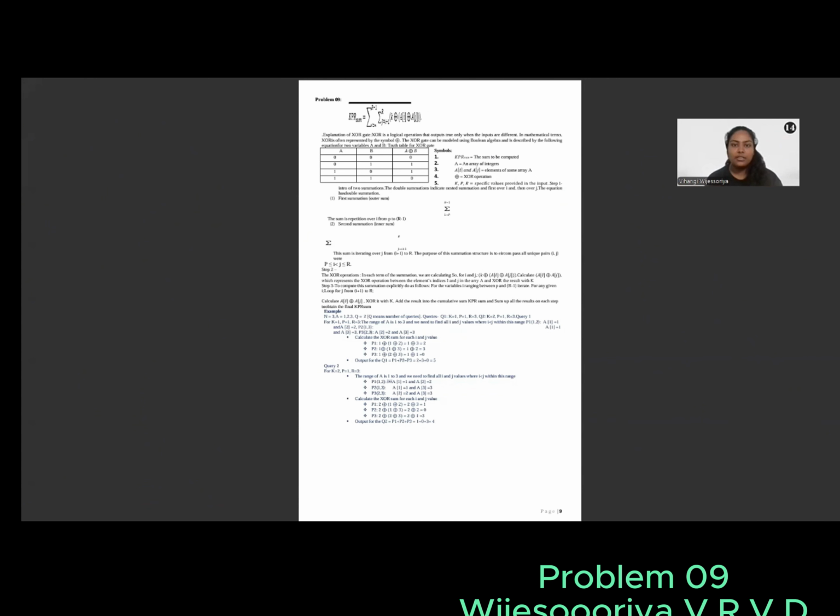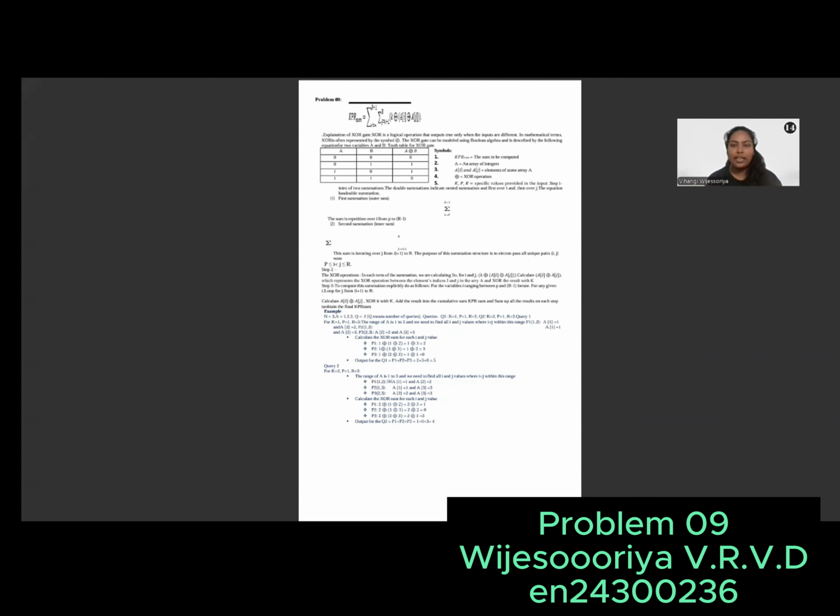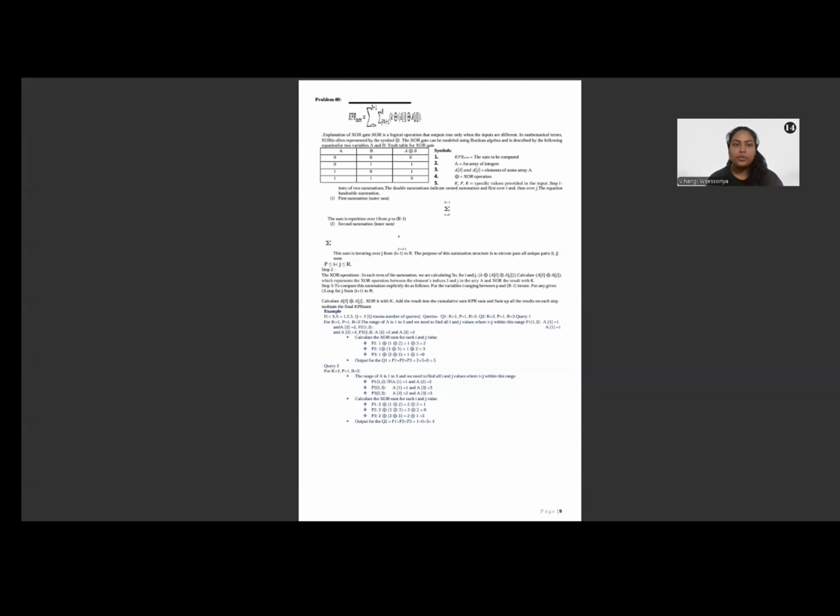The double summation structure iterates over all the pairs i and j. The outer summation loops over i from p to r minus 1, and the inner summation loops over j from i plus 1 to r. For each pair i and j, we calculate the XOR of the elements at index i and j in array A, represented as the XOR of Ai and Aj. Then the result is XORed with the value of k. The output of each calculation is added to a cumulated total called the KPR sum.